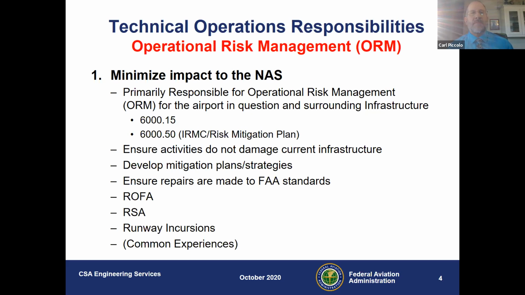Our first primary responsibility, like I talked about before, is operational risk management. My engineers are primarily responsible for operational risk management when you have a construction project on an airport, and those orders and procedures are outlined in two orders, 6000.50 and 6000.15. We ensure that the activities do not damage our current infrastructure. We also develop mitigation plans and strategies to help avoid impact.